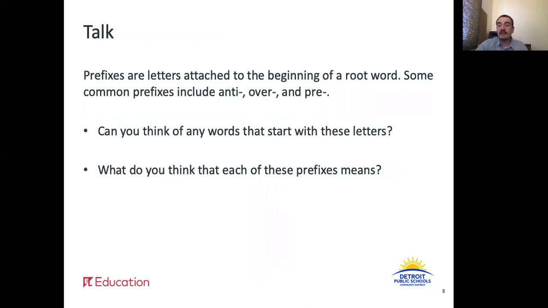Now you will have a discussion with your family member, caregiver, or friend. Prefixes are letters attached to the beginning of a root word. Some common prefixes include anti, over, and pre. Can you think of any words that start with these letters? What do you think that each of these prefixes means? Go ahead and pause the video here while you discuss.